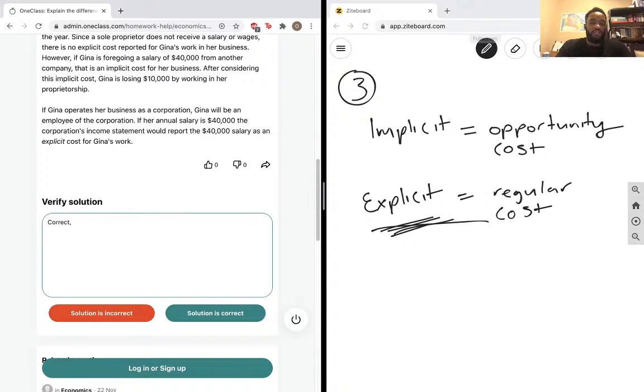For the most part, this is correct. But some of the explanation is wrong.